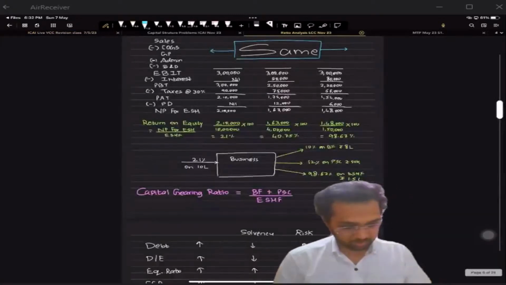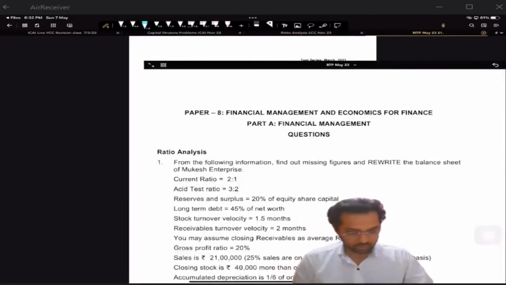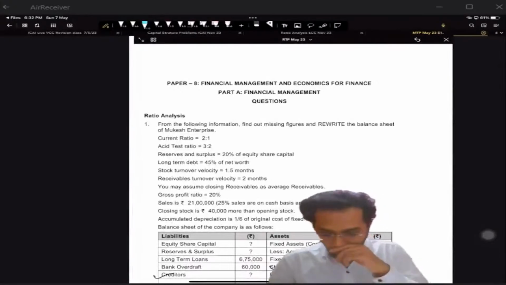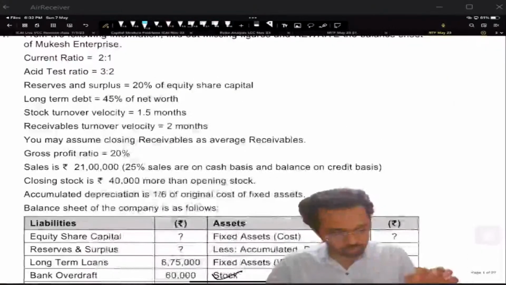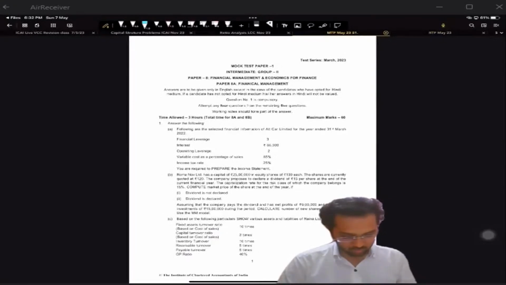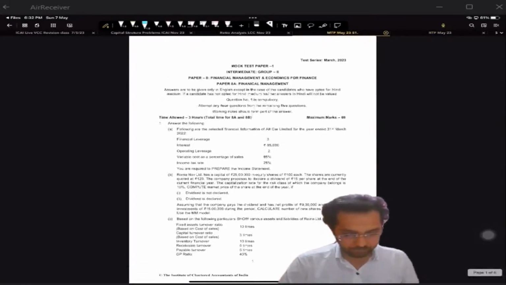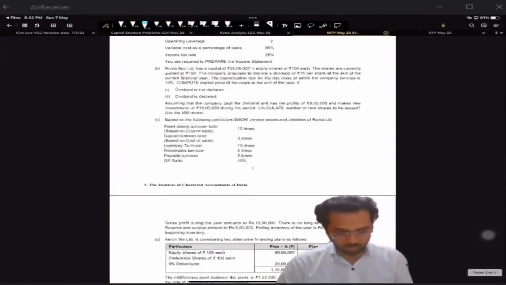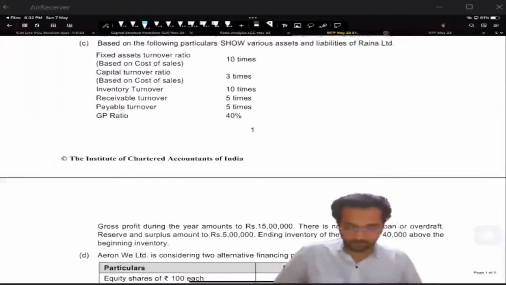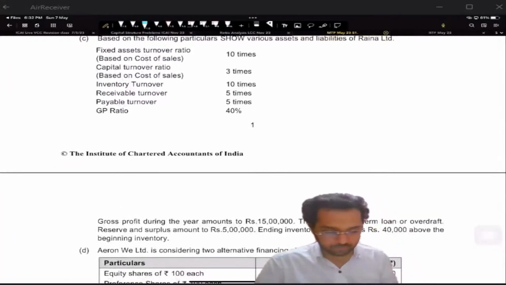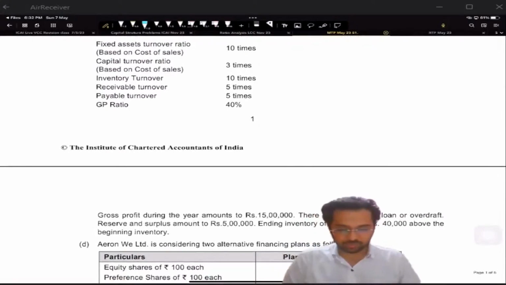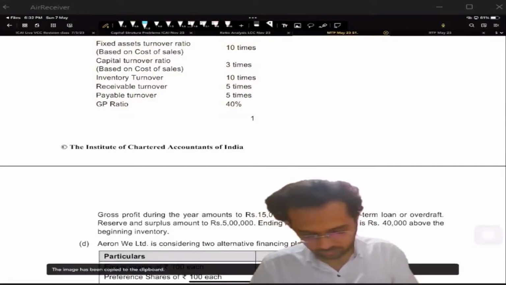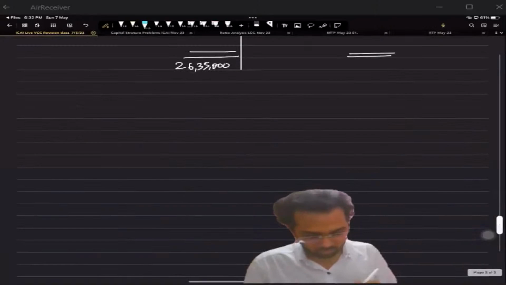So here we had this question on ratio analysis. Now let's try to look at one of such questions in the mock test paper. Look at this question, guys. In the past, one of the mock test papers, we have this question. Let me just copy it in my main file so that you'll be able to access it easily.